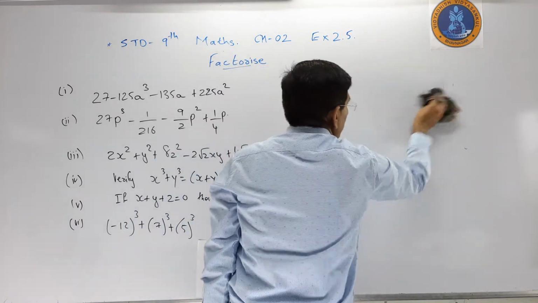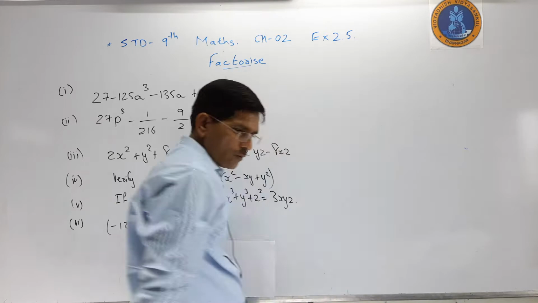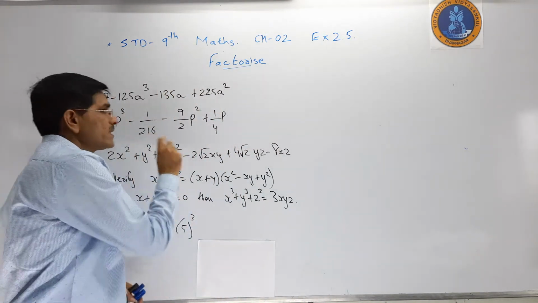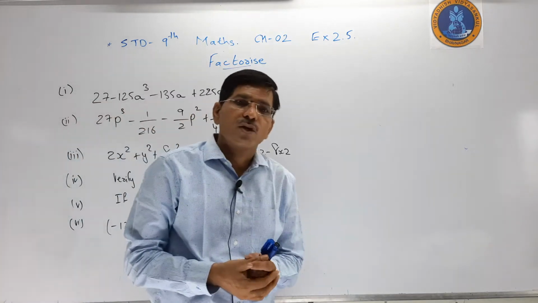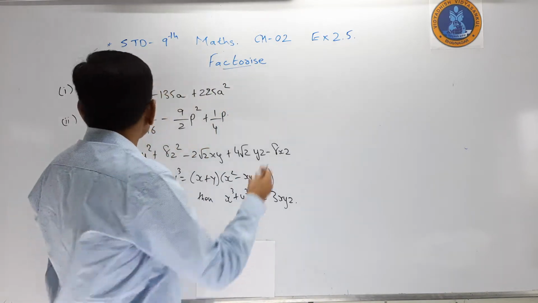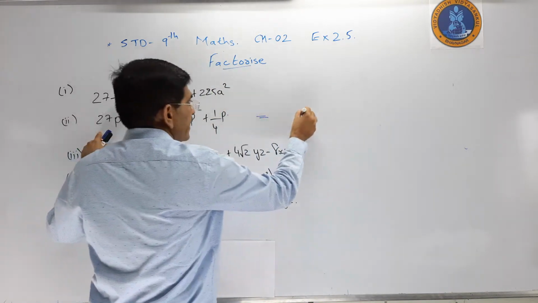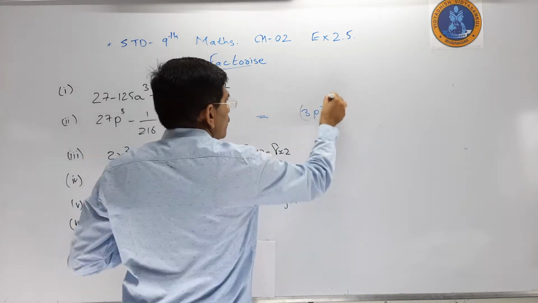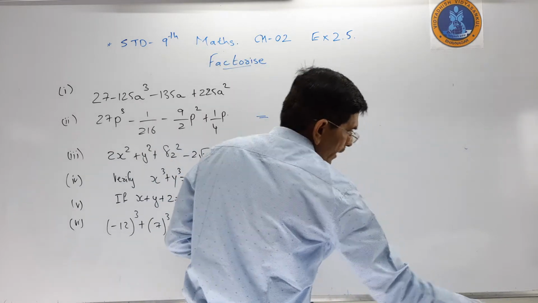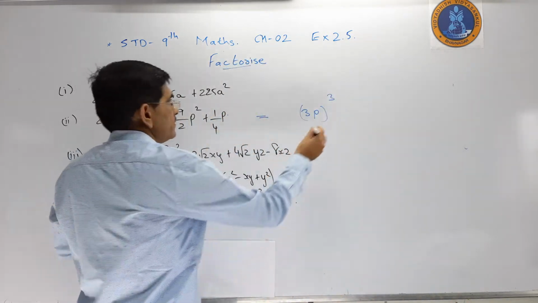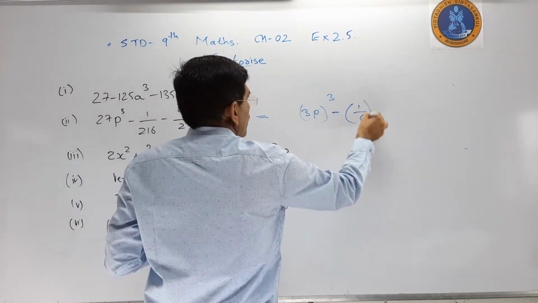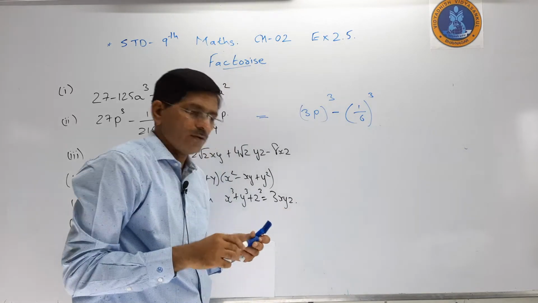Now we go for the second. In the second again 27 is there, 216. So 216 is the cube of 6. So if we go from here, then 3p whole to cube I have to write, again minus 1 upon 6 whole to cube I have to write.